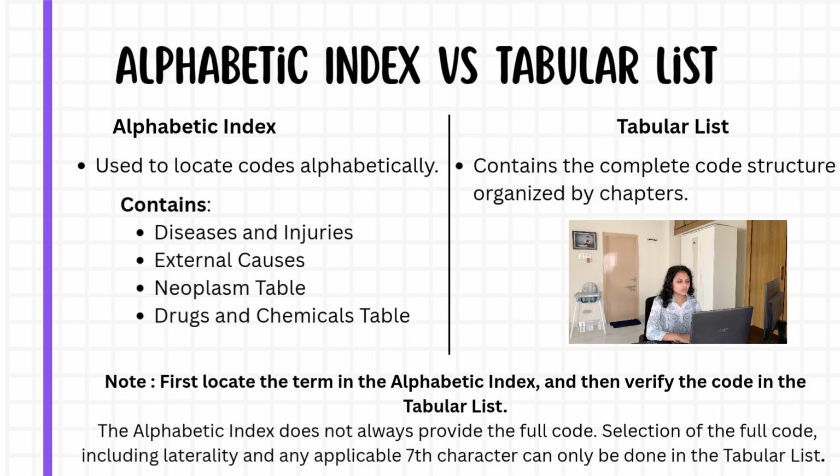Guidelines tell us to first locate the term in the alphabetic index, then verify the complete code using the tabular list. This is because the alphabetic index may not provide the full code. Details such as laterality, code specificity, and any requirement of a 7th character can only be confirmed in the tabular list.